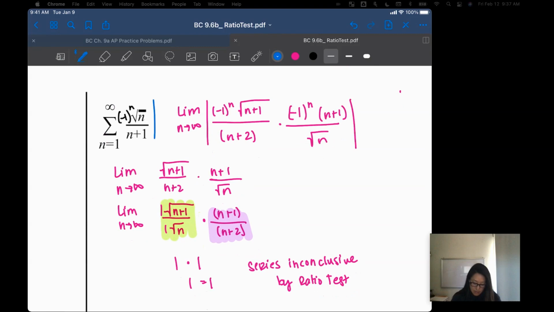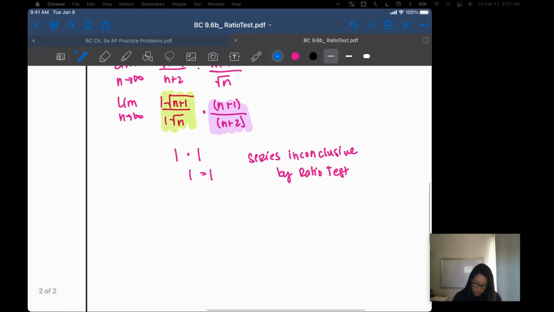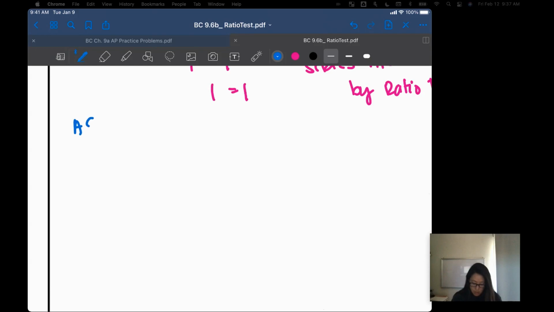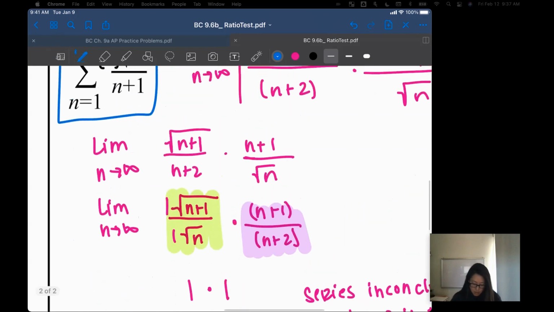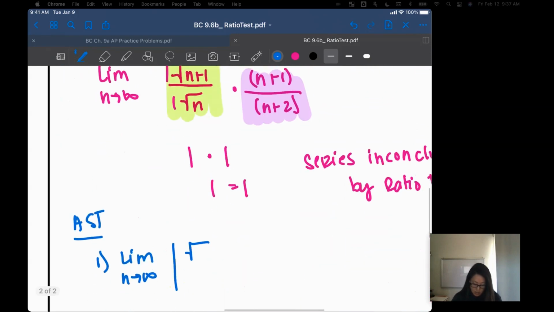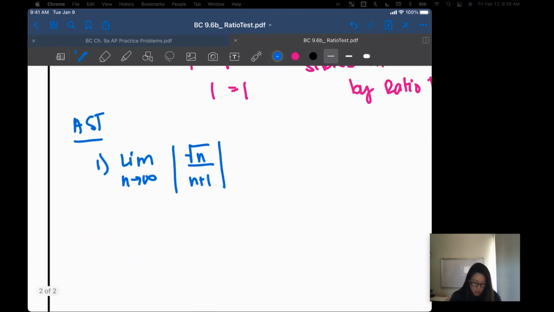And I remember that this is an alternating series. So why don't we just try the alternating series test, which also uses the nth term test. So we have the limit as n approaches infinity of a sub n, which is root n over n plus 1. So what I know is that the bottom rises faster, the linear function rises faster than the square root function. So this limit is going to approach 0. So that's our first condition.